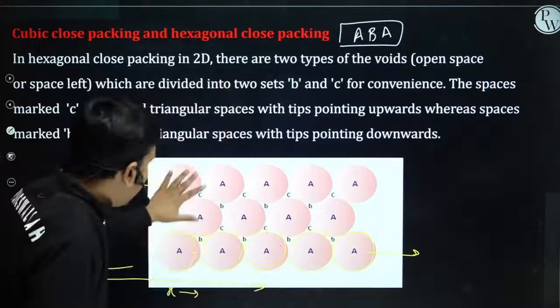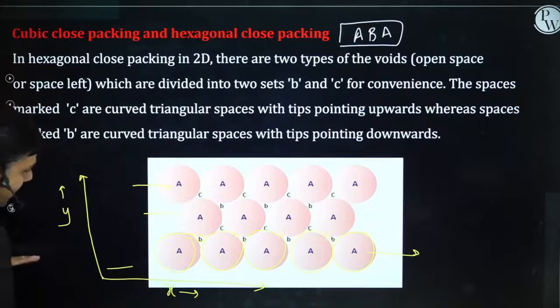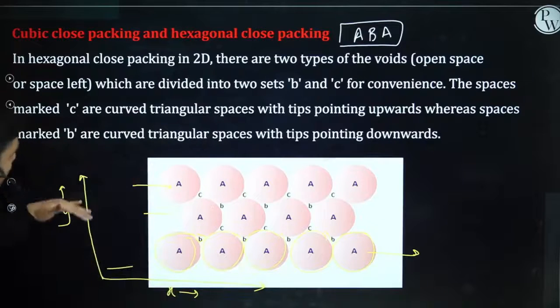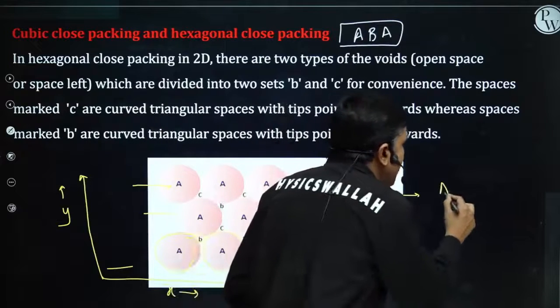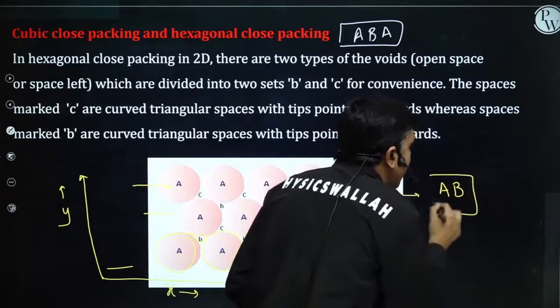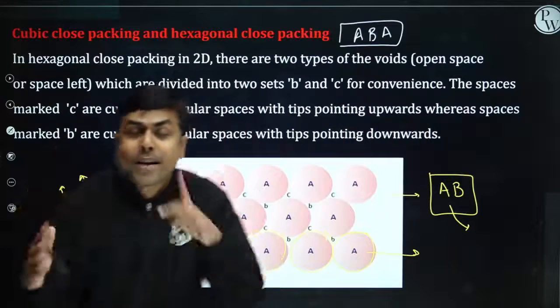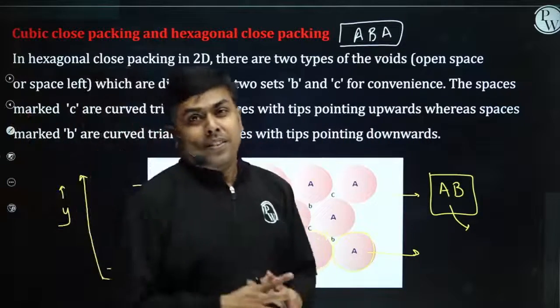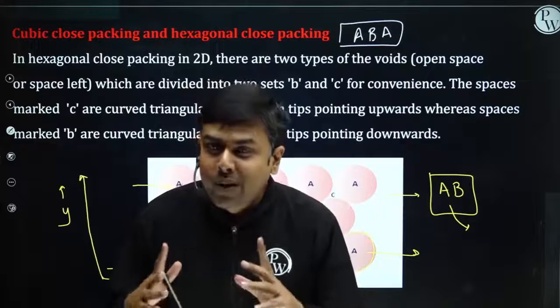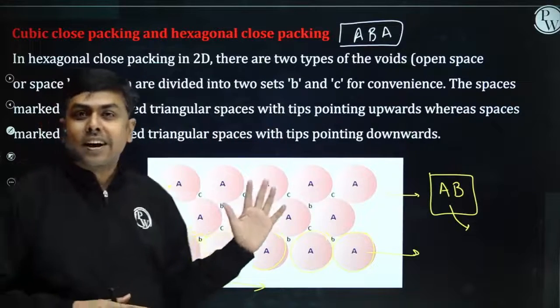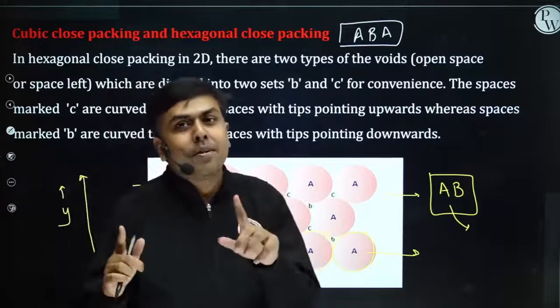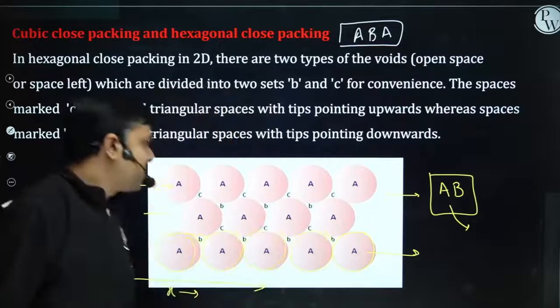So till yet students, we have done the packing along x-axis and along y-axis, and basically till yet we have done AB packing in 2 dimensions. And if I do AB packing in 2 dimensions, the type of unit cell we'll get is regular hexagon. Now we have to place the third layer, right? The packing in the third dimension along z-axis. Let's see how do we do it.